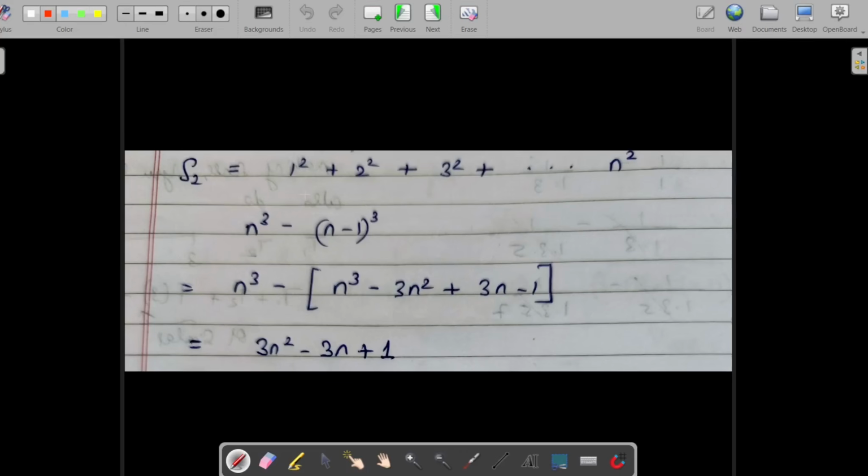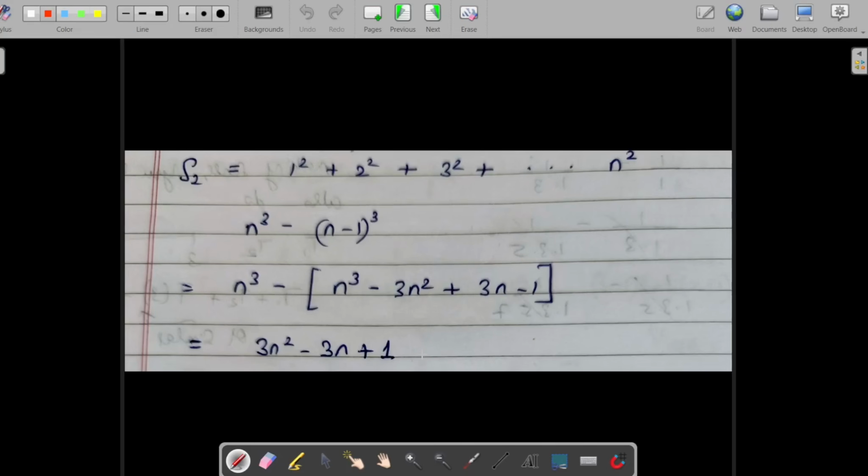The required sum here is 1 square plus 2 square plus 3 square, and so on up to n square. Remember this: if the exponent here is 2, you will increase the exponent and focus on an expression whose exponent is 1 more than the required one. Because it is 2 here, you will require 3. So focus on n cube minus n minus 1 cube, which gives 3n square minus 3n plus 1. Focus on this now.